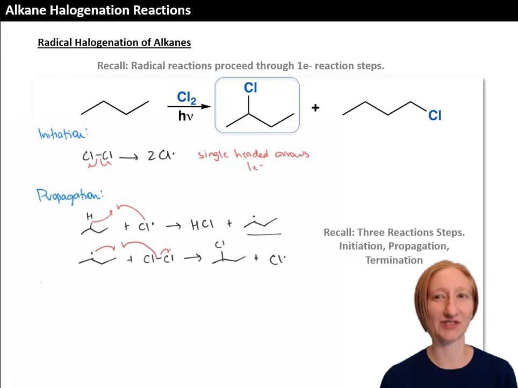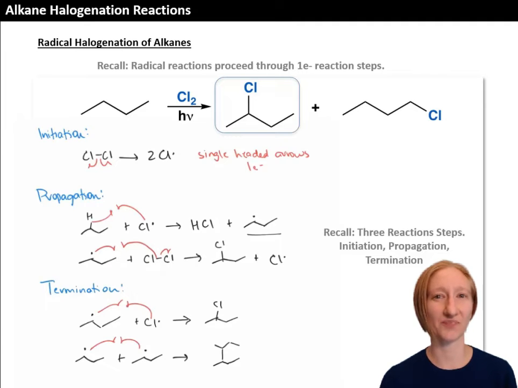A second propagation step we could draw is the reaction of the alkyl radical with chlorine to form the alkyl chloride and the chlorine radical. And in this reaction, this is the most likely product forming step. Remember that the majority of product typically forms in a propagation step, not in a termination step.